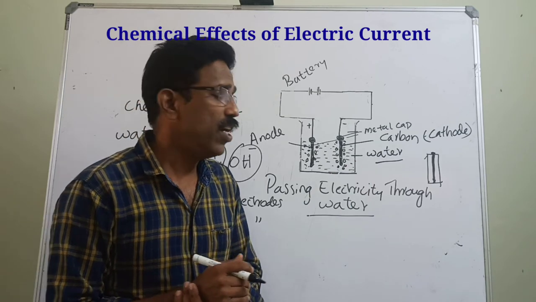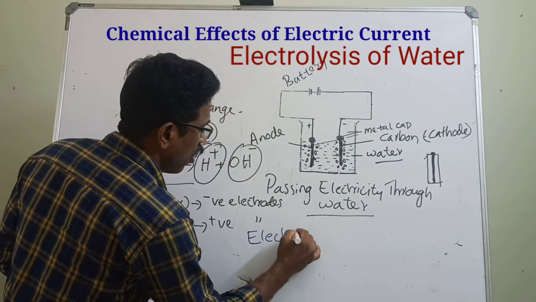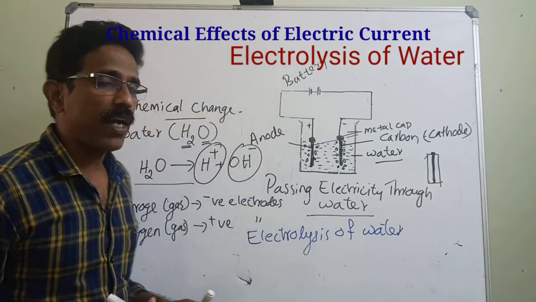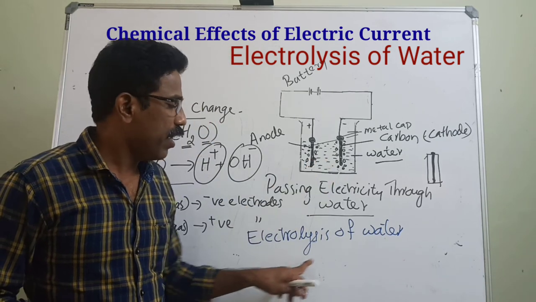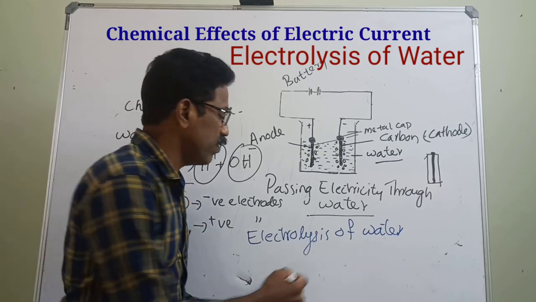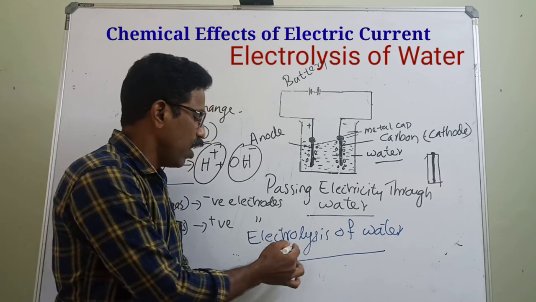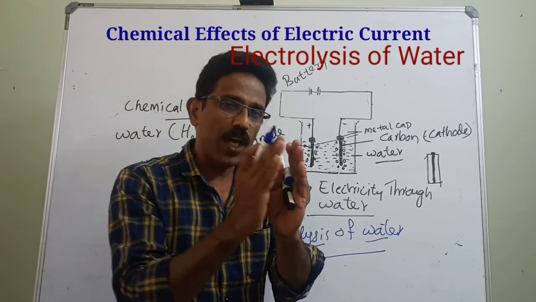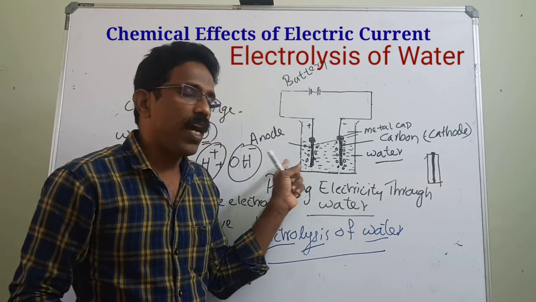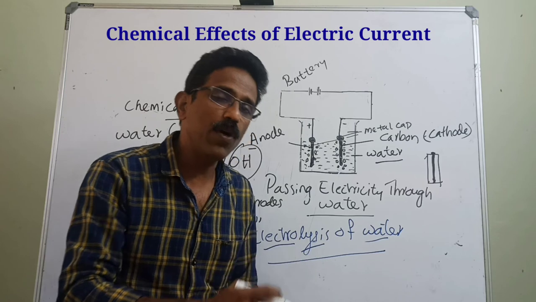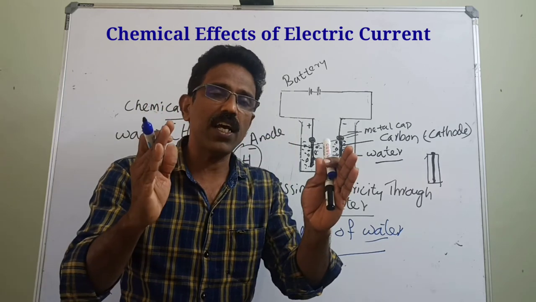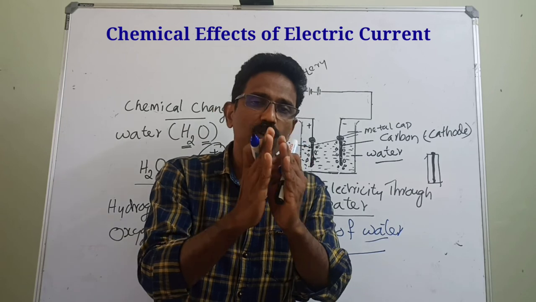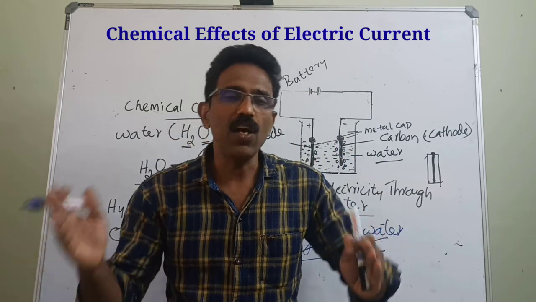This activity is known as electrolysis of water. By this activity we know that water contains hydrogen and oxygen. Electrolysis of water: electro means electricity, lysis means breaking up. So by using electricity you can break water molecules into hydrogen and oxygen. You know that water is a very stable compound. It is very difficult to split hydrogen and oxygen from a water molecule, and only by using electricity can you decompose the water molecule into hydrogen and oxygen.